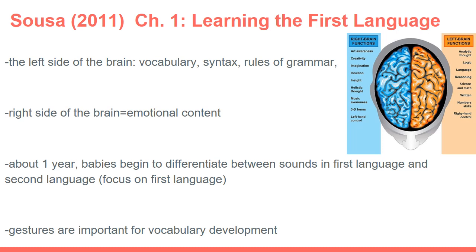In order for them to be simultaneous bilinguals from birth, they would have had to hear both languages repeatedly throughout that period and continue to hear those languages after the year. But if they've mostly only heard their native language as infants, by about 1 year, they're focusing only on their native language, and they're ignoring the background noises of other languages. Moreover, gestures are very important for vocabulary development, and we'll talk about that in a little more detail on the following slide.